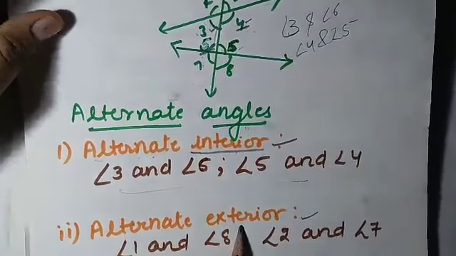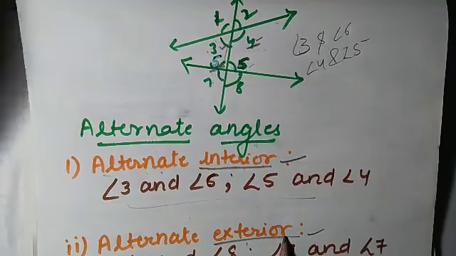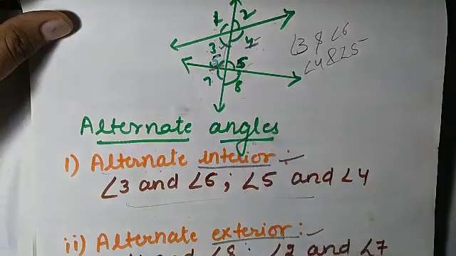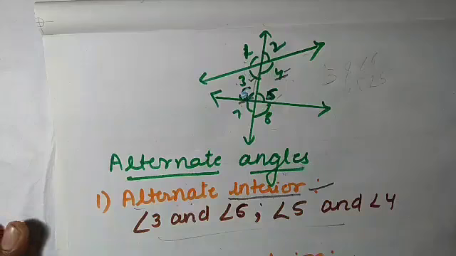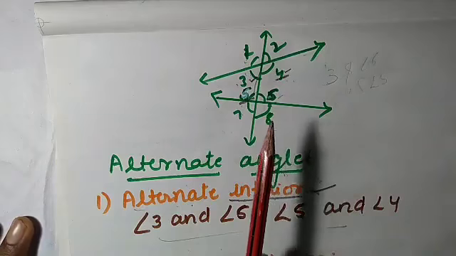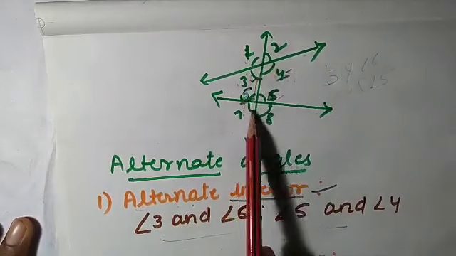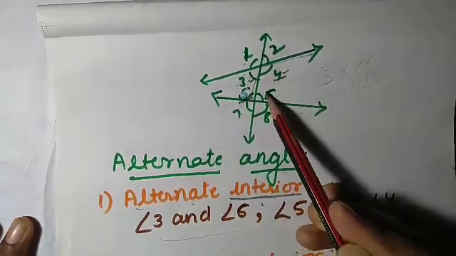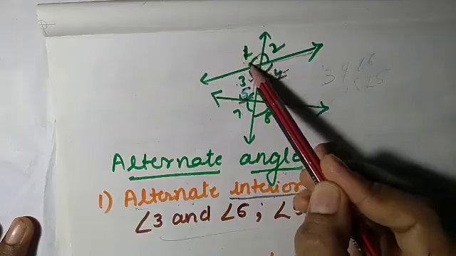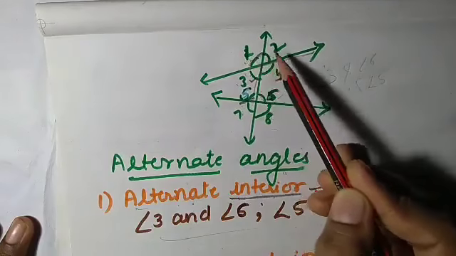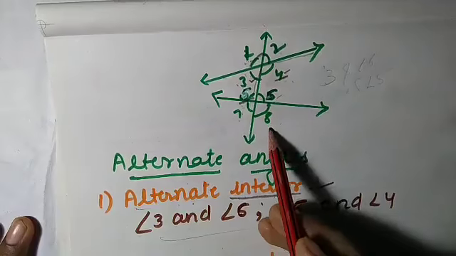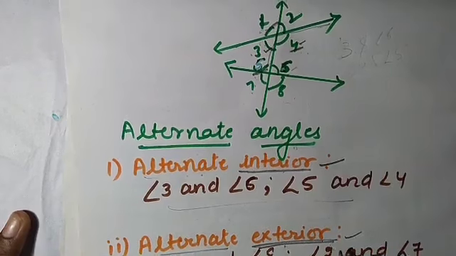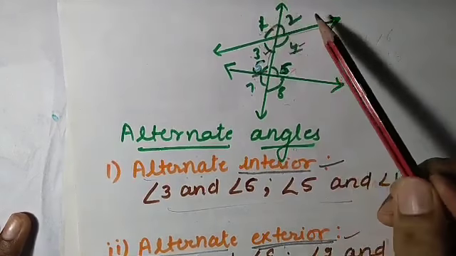Same for alternate exterior angles, only the difference is they must be exterior angles. So we have 4 exterior angles, 1, 2, 7, 8. Exterior angle means the angles which are outside the lines. These are the 2 lines, and these are the angles which are inside. So the outside angles, or you can say the exterior, are 1, 2, 7, 8. So we have to take alternate exterior angles, selecting pairs only from the exterior angles.